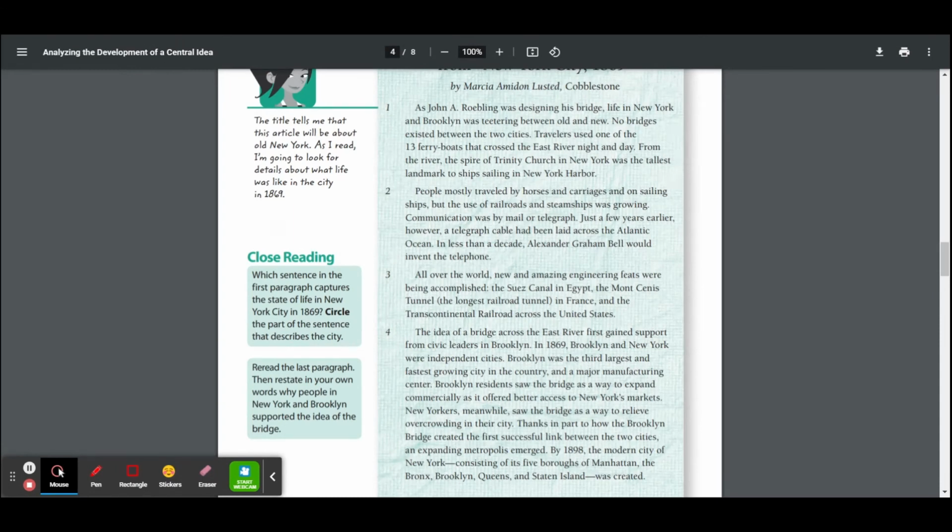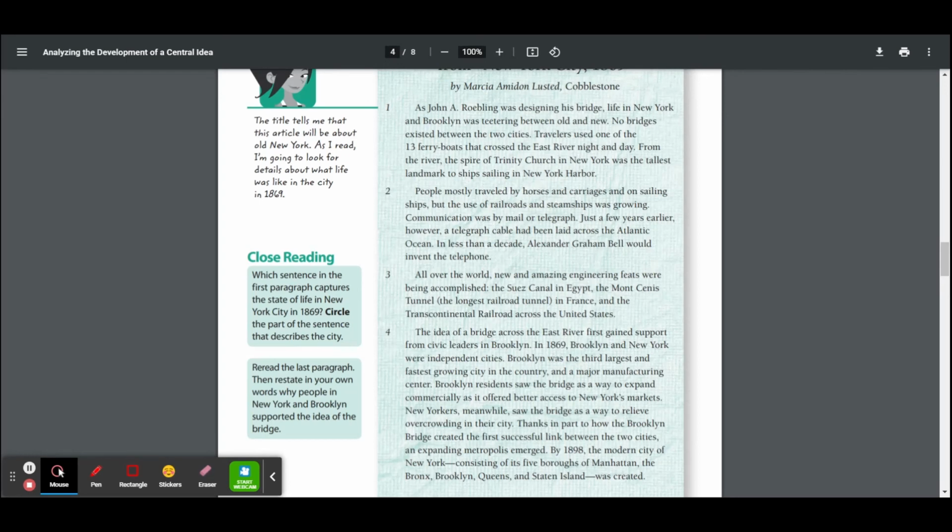And if I think of the central idea, it really took the old New York and the new. The old New York, where New York City was this little entity and everyone was separate, and it connected it. And that became the new New York City boroughs.